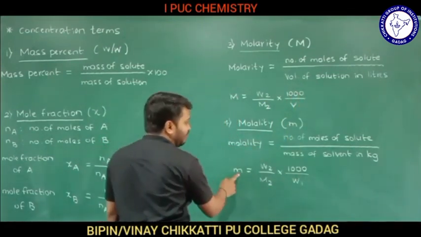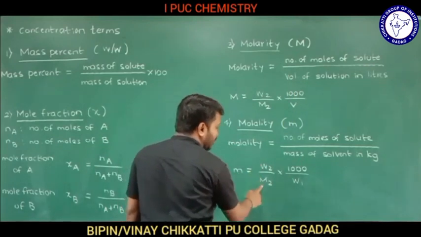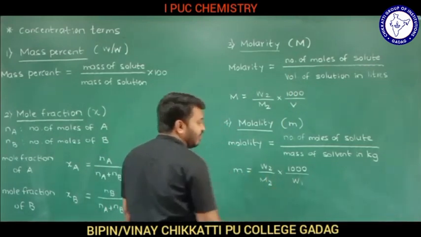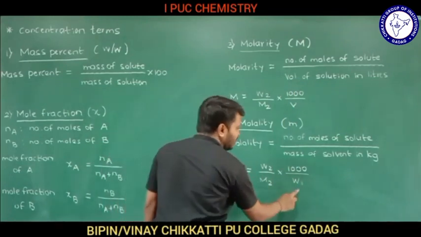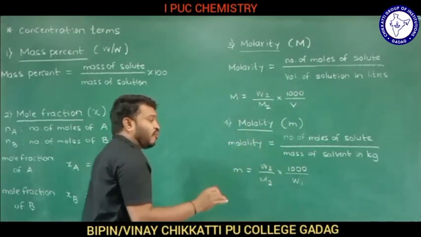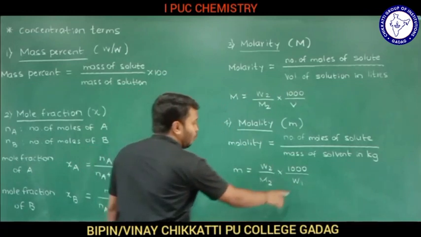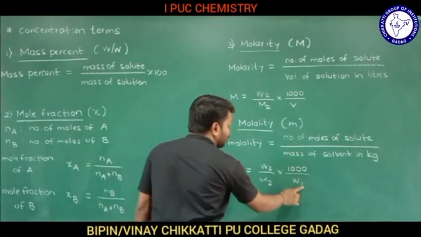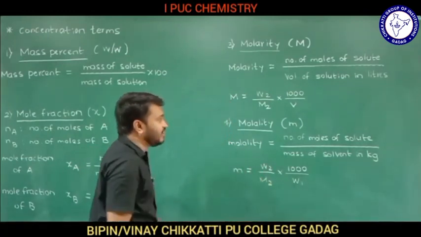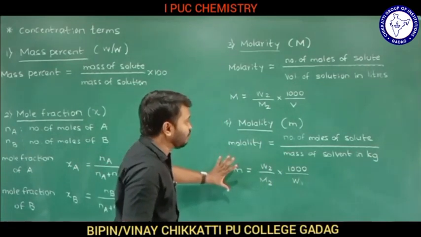Similarly, small m can be represented as W2 divided by M2 into 1000 divided by W1, where W1 stands for the weight or mass of the solvent here. In general, 1 represents the solvent and 2 the solute, and that is how we can calculate the problems based on that.